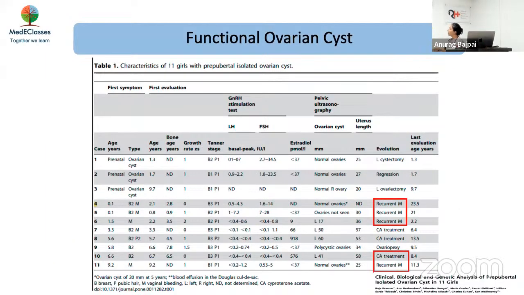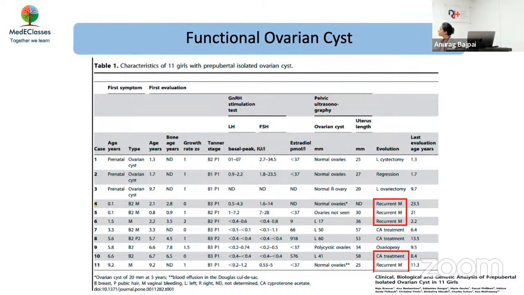Although there are multiple studies that have shown case series of isolated functional ovarian cysts, the pattern is much similar to the current study that I'm showing here. So if we look at it, yes.